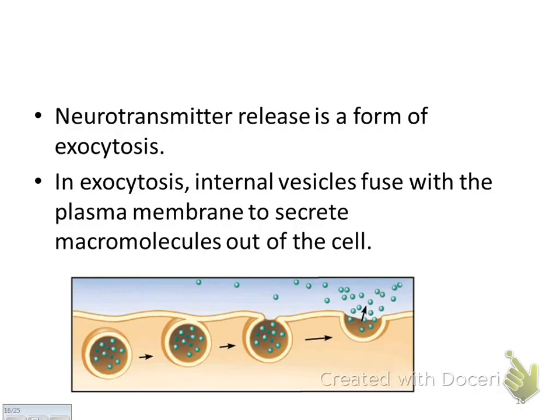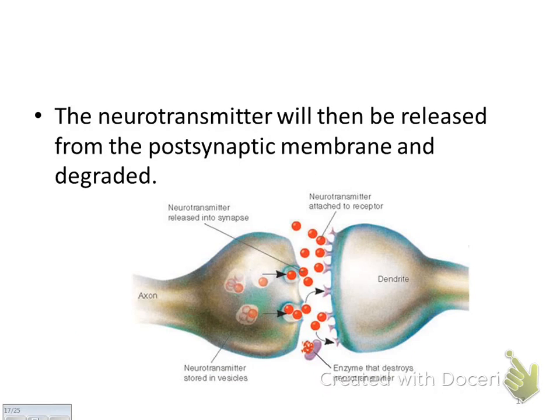Good. Letting molecules, or in this case, neurotransmitter, out of the cell. Does it require energy? Yeah, to make that little bubble and fuse it with the cell membrane, that would require energy. Okay, and then this says the neurotransmitter will then be released from the postsynaptic membrane and degraded. Okay, so that's one we did not discuss on the steps. Look at that 9th step.